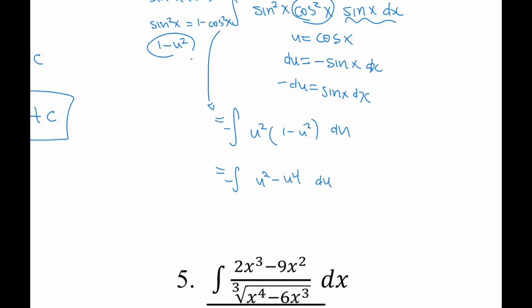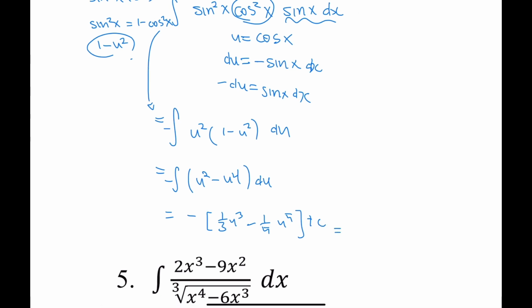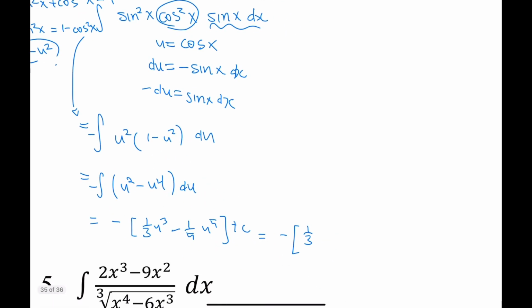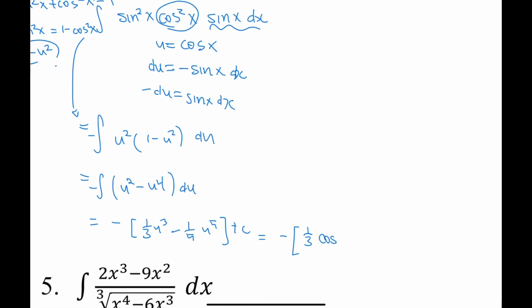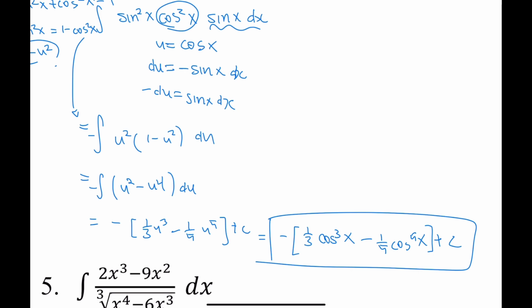And then du, this whole thing, which is basically going to be negative, and then 1/3 u to the third power minus 1/5 u to the fifth power plus c, or negative, and then 1/3 u, which is cosine x, so minus 1/5 cosine 5th plus c. So this will be our answer.